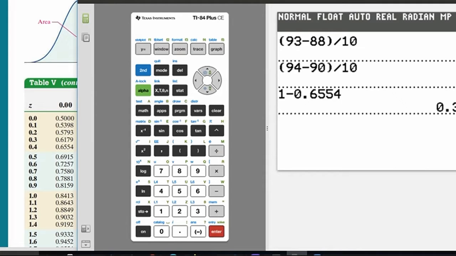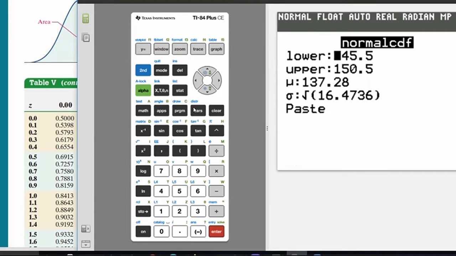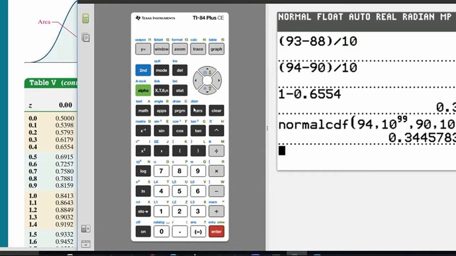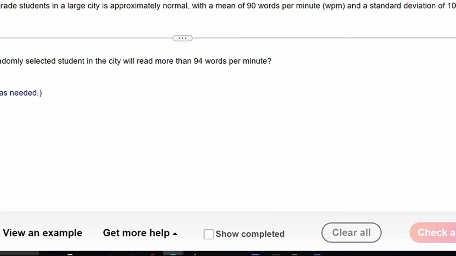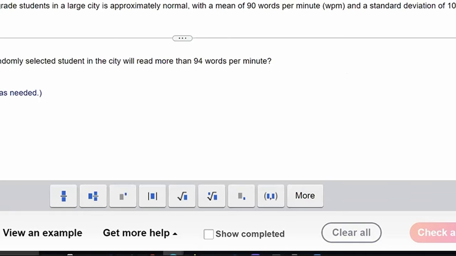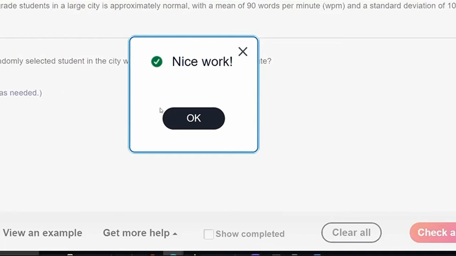Okay, so from z-scores and the table, we get 0.3446. However, as I said, I saw a dash T telling us to use technology. So we've got a lower bound of 94, keeps on going infinitely to the right, so we put in the largest positive number this can handle, our mean of 90, and our standard deviation of 10. And when that's rounded, that's going to round to the same thing, 0.3446, but I can't guarantee that's going to happen on all the rest of the parts. So 0.3446. Put that in, see what they think about that answer. All right, it's good.